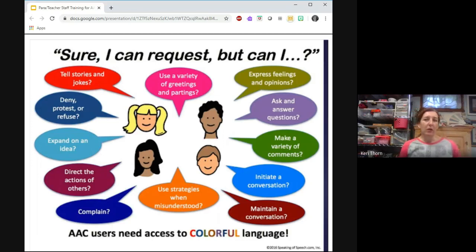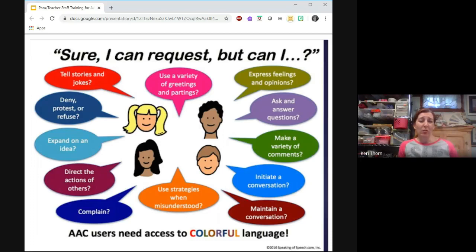We want them to, you know, can they tell a joke? Can they express their feelings? Can they start a conversation? Can they tell somebody about something cool they see? The one that I really like is complain. Our kids need to be able to complain. It's a natural form of communication. They should be able to let people know that something's bothering them, or they don't like the movie that's on and they want to watch something different.